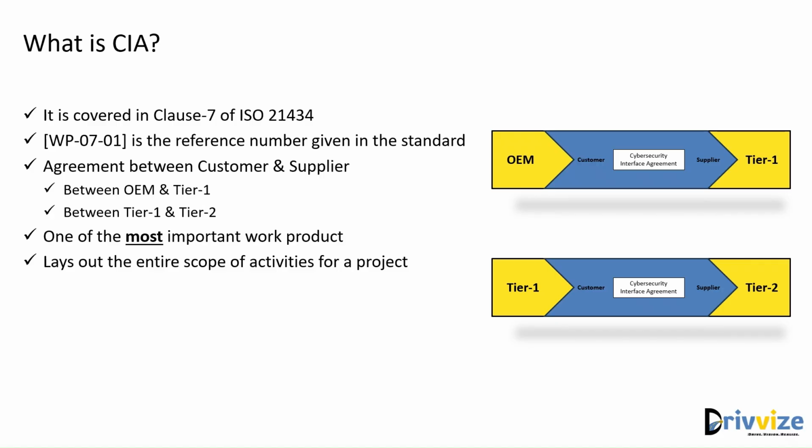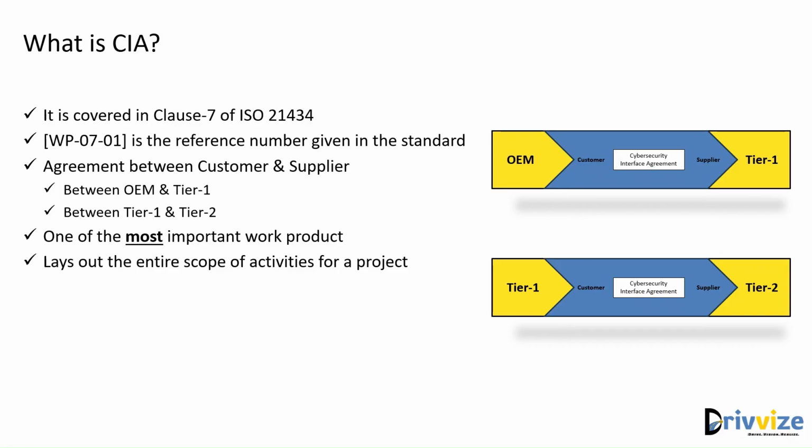The other use case that they are talking about is the one between a tier 1 and a tier 2. A tier 1 could be, let's say, Aptiv, and then they outsource their activities to, let's say, Tata Elxsi, KPIT, or any of these tier 2 companies. In such a case, Aptiv will want to execute a cybersecurity interface agreement between them and their tier 2 companies. That is as well a valid use case, and then this can continue in the chain. So that could be one between a tier 2 and a tier 3, but these are not explicitly called out in the standard, but they talk about these two high level use cases.